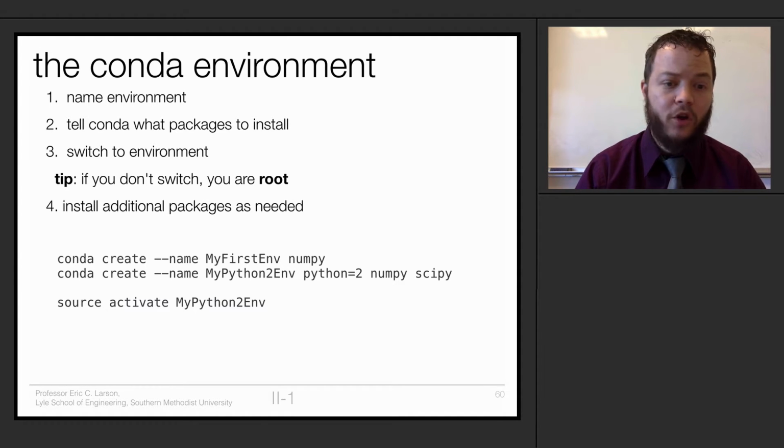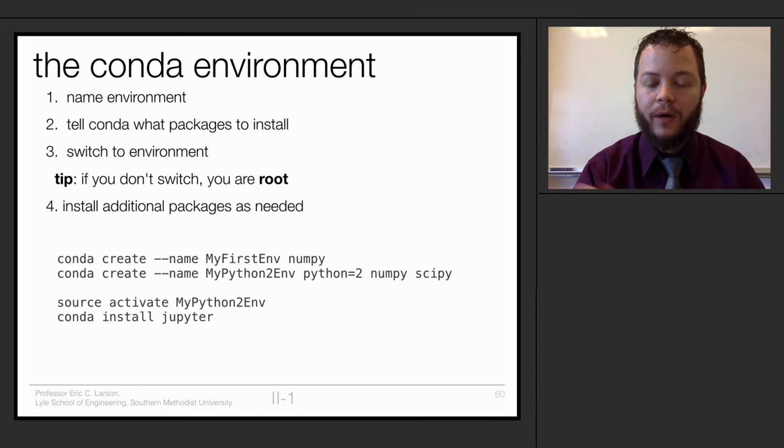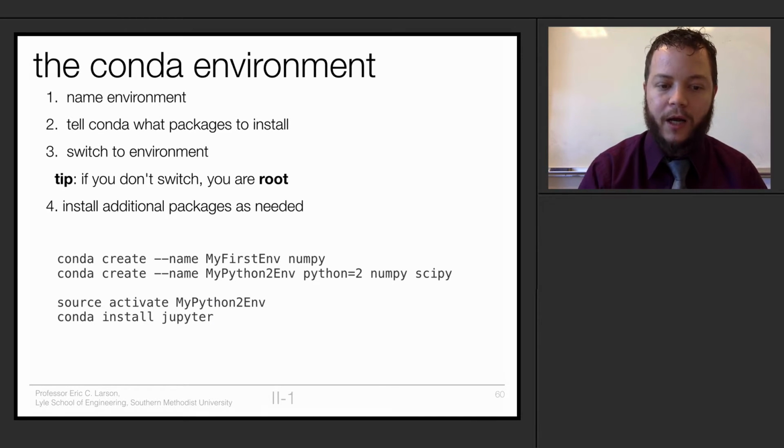So once you activate that source, you can install additional packages as needed, right? So you don't have to tell every single package that you want installed for Python 2. I could actually switch to this Python 2 environment and say, I also want to install Jupyter, right? So I could say conda install jupyter after I've run source activate my Python 2, and it will only install the Jupyter package inside of the Python 2 environment that we have.